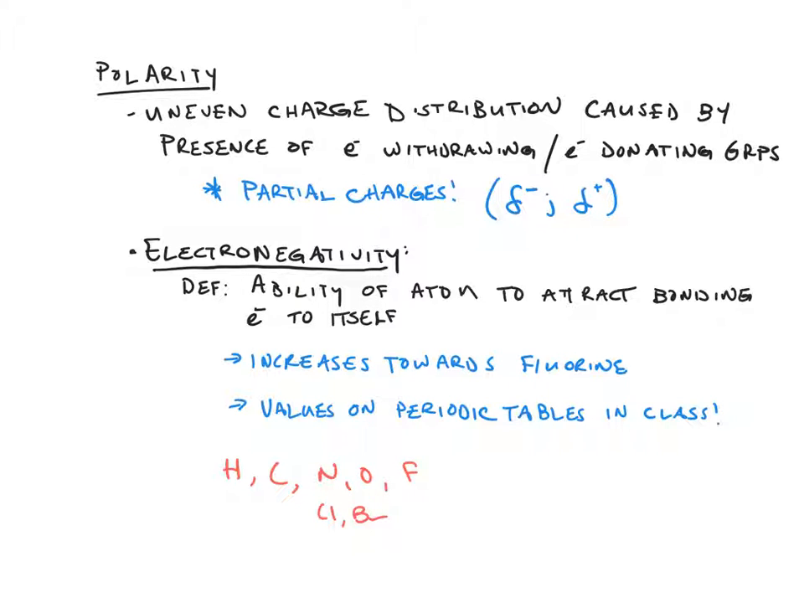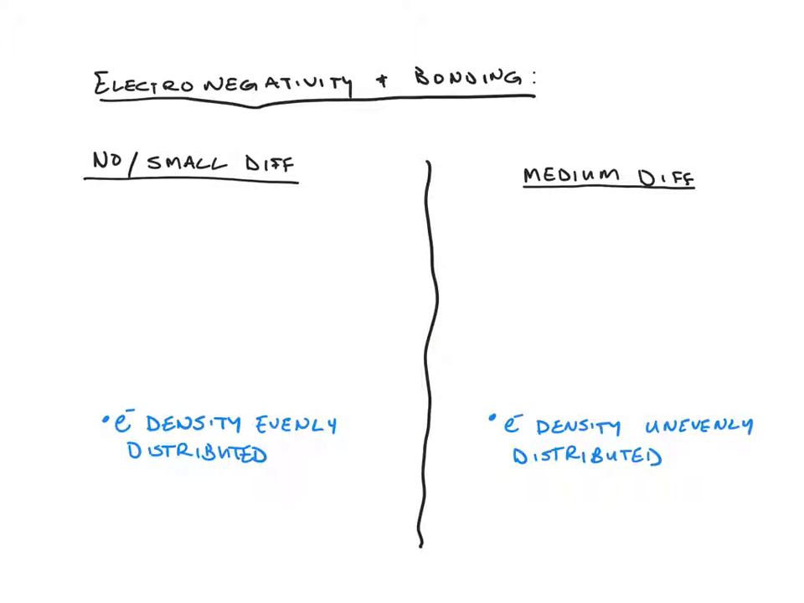And remember, this is kind of like tug of war. What matters when we talk about electronegativity and bonding is the difference in electronegativity between the atoms that are present. So if we have no difference, or a small difference in electronegativity, let's take a look at, for example, carbon and hydrogen. Carbon has an electronegativity of 2.5. Hydrogen is 2.1. The difference in electronegativity here is 0.4. That's considered a small difference in electronegativity.